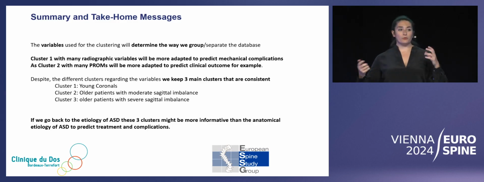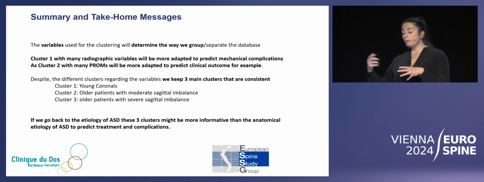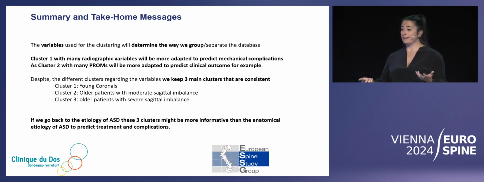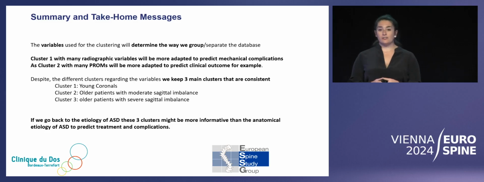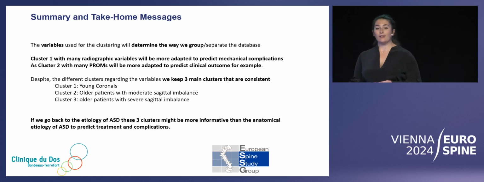So obviously, if we want to think about a study on clinical parameters, then it's going to be useful to use more PROMs, health-related quality of life data. For a study on, for example, mechanical complications, the use of radiographic parameters might be more meaningful. So similar clusters, but it gives a bit more detail and granularity depending on the study that we want to perform. Thank you very much.